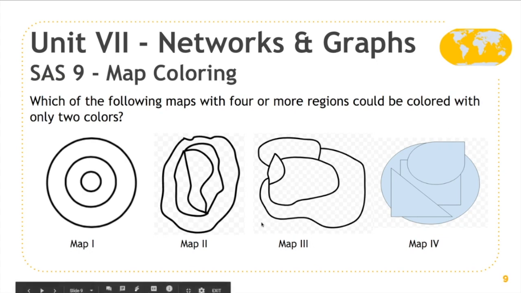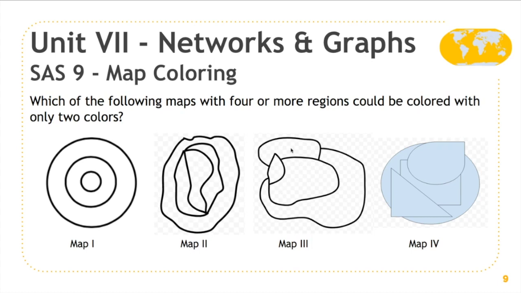How about this one? Map 3, this region is adjacent to that. This region is adjacent to that. This one's adjacent to all 3. This one's adjacent to all 3. They're all adjacent to all the other regions except for the middle one, which is not adjacent to the one outside. How many regions do we have? Well, if you count the outside, there's 1, 2, 3, 4, 5 regions.